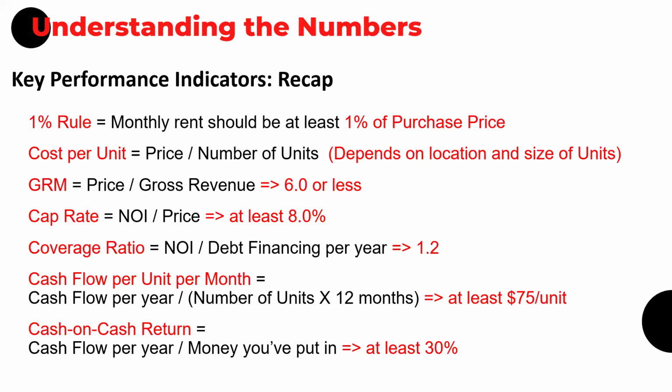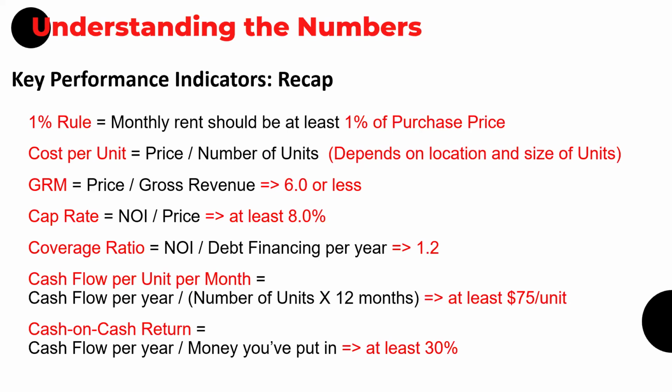So, as a recap, our 1% rule is monthly rent should be at least 1% of the purchase price. Cost per unit is price divided by the number of units, and that depends on the location and size of the units. The GRM is the price divided by the gross revenue, and we want that to be 6 or less generally, and ideally it looks nicer as you're approaching 5.